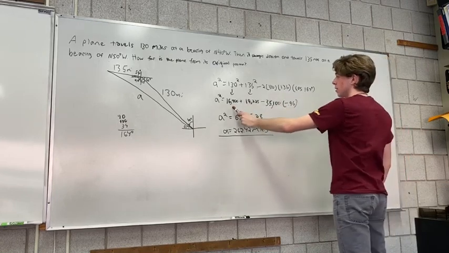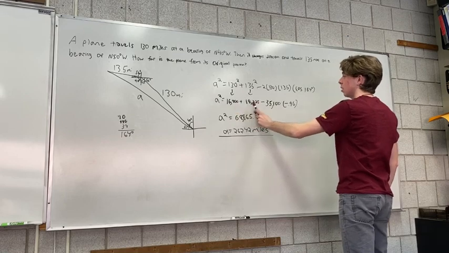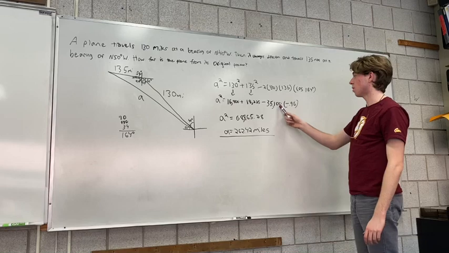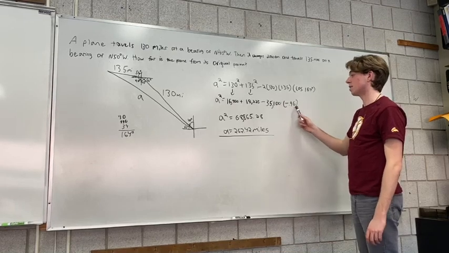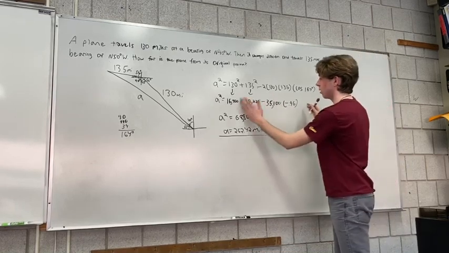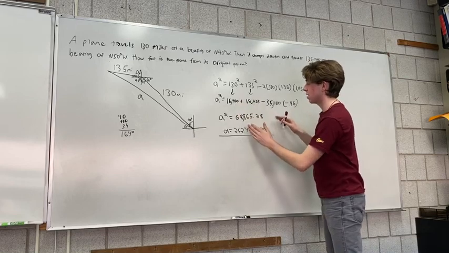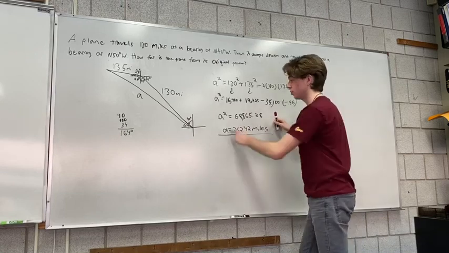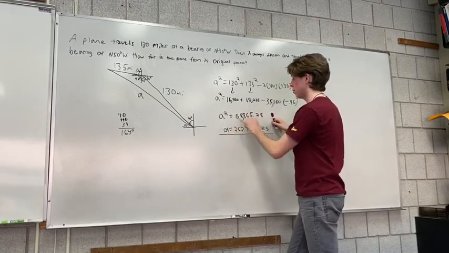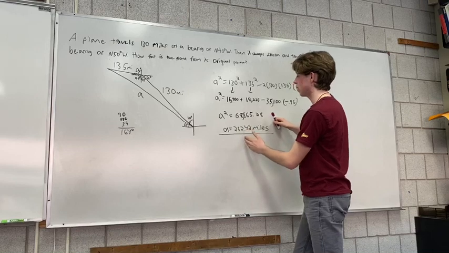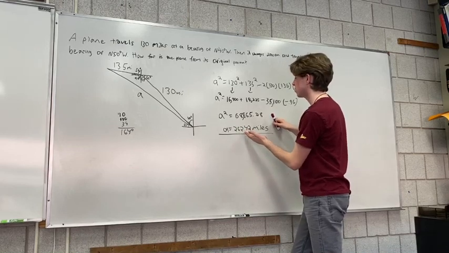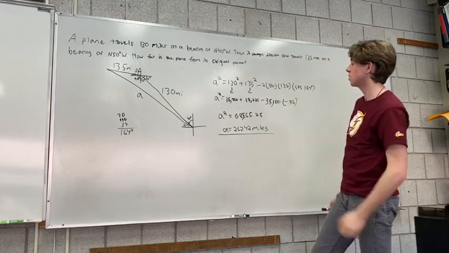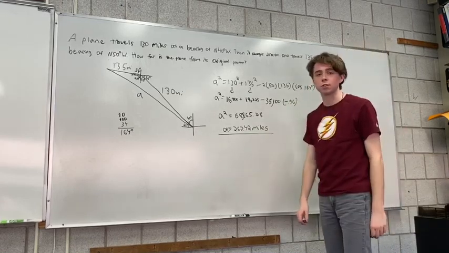And you come down and you get 16,900 plus 18,225 minus 35,100 times negative 0.96, and when you combine all of these, you're going to get 68,865.28. But remember, you're not done yet. You have to take the square root of both sides, and then you end up with A equaling 262.42 miles, and that is the total distance of the plane from its original position. There you go.